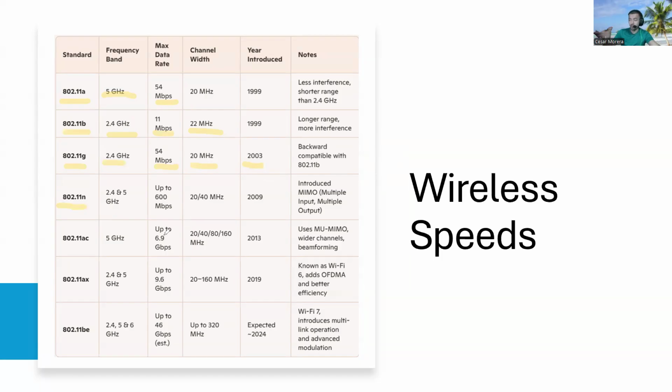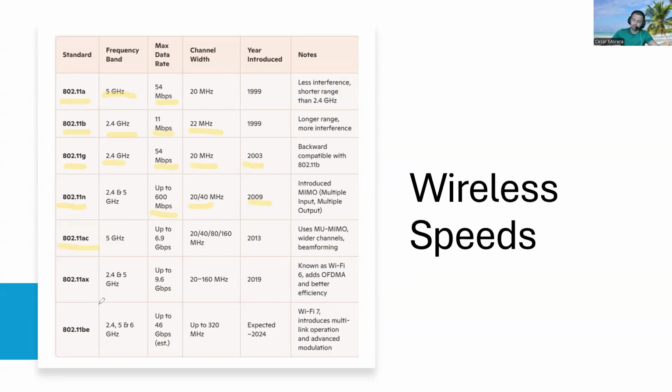802.11n. It supports both 2.4 and 5 gigahertz, up to 600 Mbps, 20 to 40 megahertz, and it was developed in 2009, introducing what we know as MIMO. MIMO technology is multiple input, multiple output.